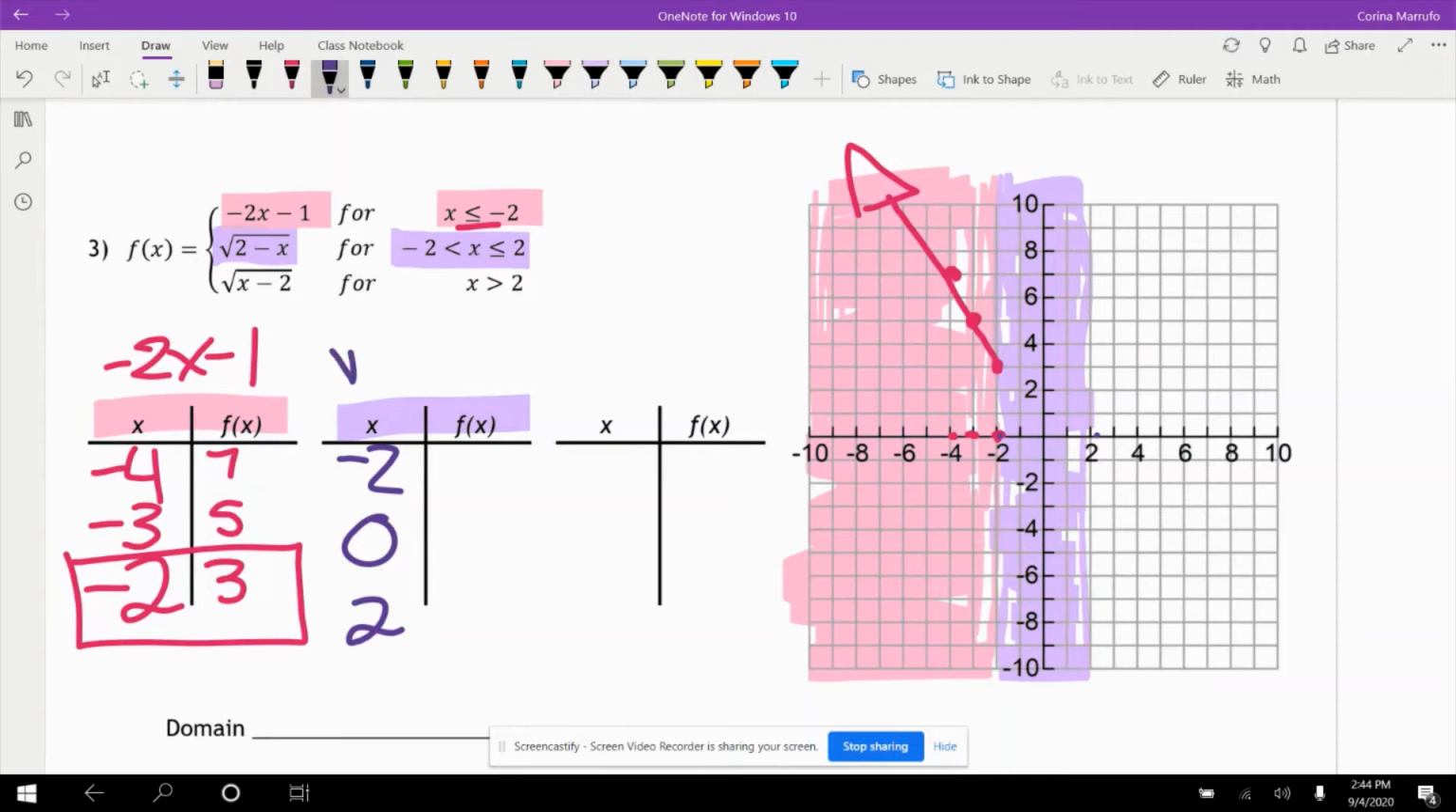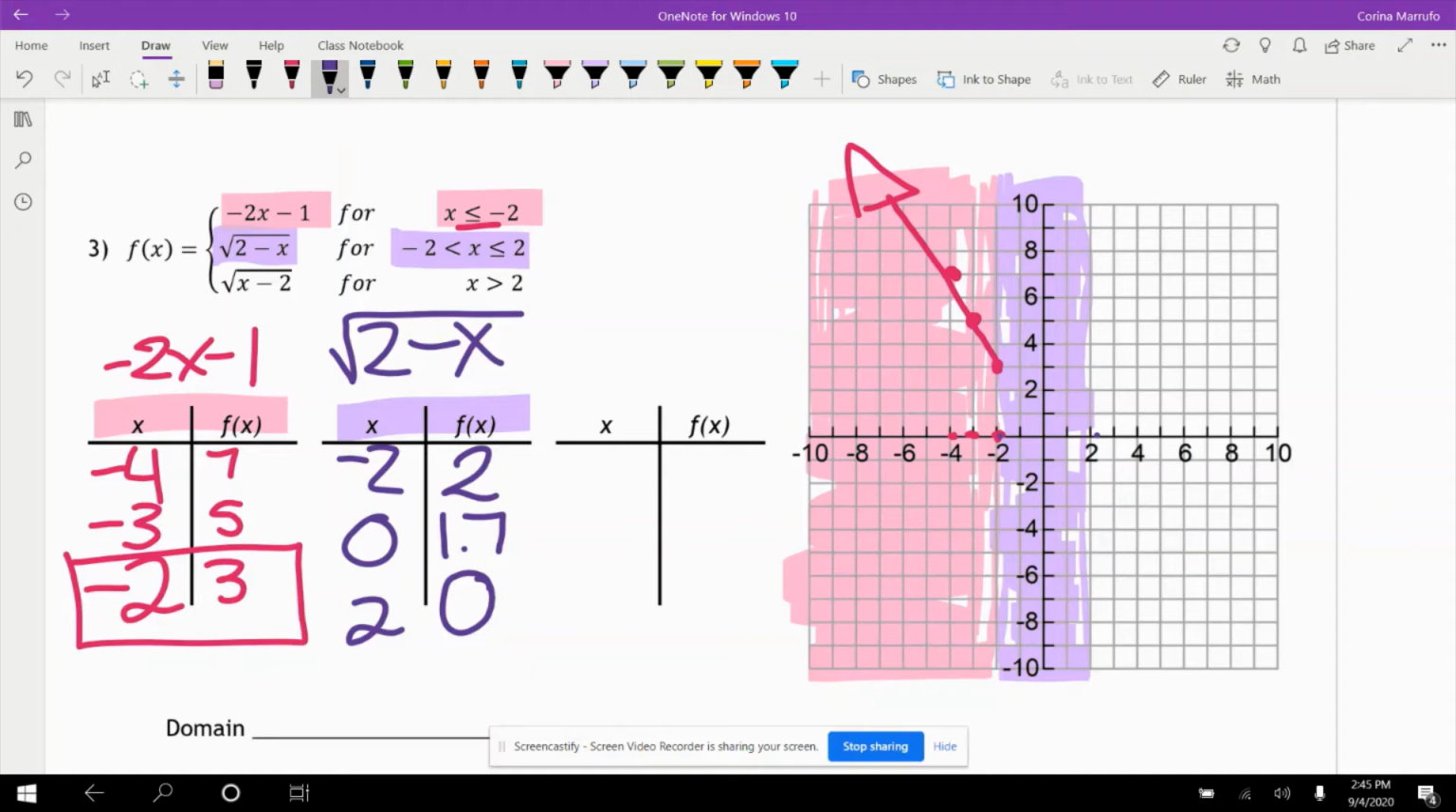So it's the square root of 2 minus x. I probably didn't pick pretty numbers where we can take the square root, but it's fine. So when I plug in -2 to this one, 2 minus -2 would give us a square root of 4, which is just 2. 2 minus 0 is 2, and the square root of 2, I believe it's like 1.7. And last, 2 minus 2 is 0, and the square root of 0 is 0.